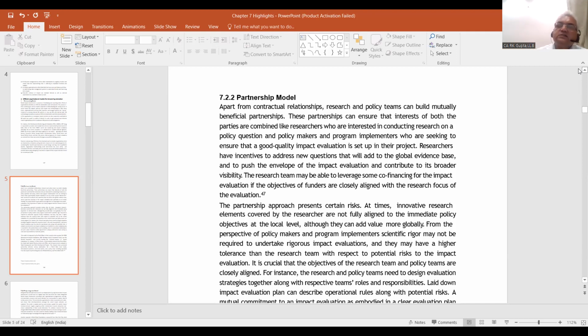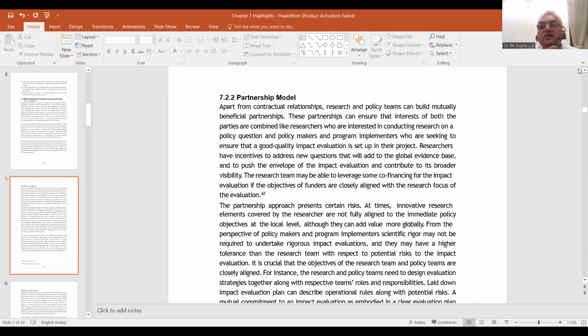So these partnerships can ensure that interests of both parties are combined, like researchers who are interested in conducting research on a policy question and policymakers and program implementers who are seeking to ensure that a good quality impact evaluation is set up in this project. So researchers have incentive to address new questions that will add to the global evidence base and to push the envelope of the impact evaluation and contribute to its broader visibility. Naturally, because they are coming with a lot of energy and vigor, researchers can address some new questions on this aspect.